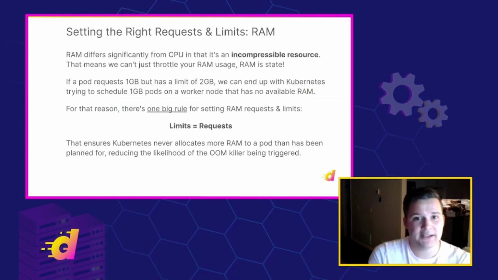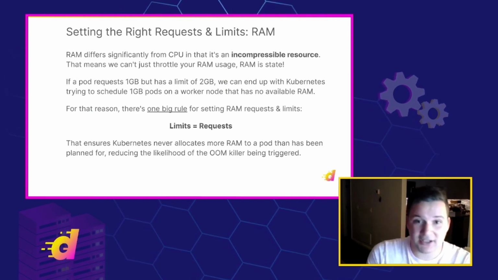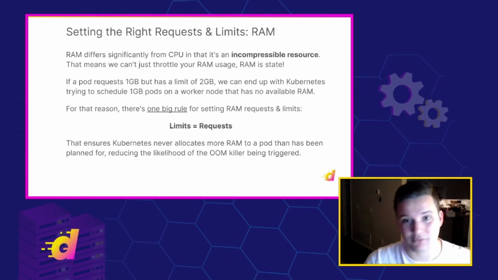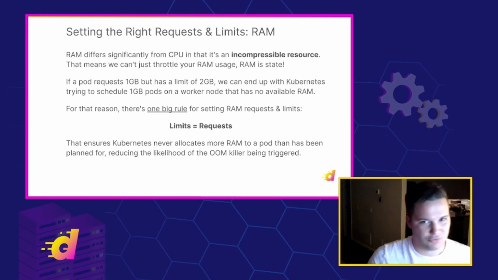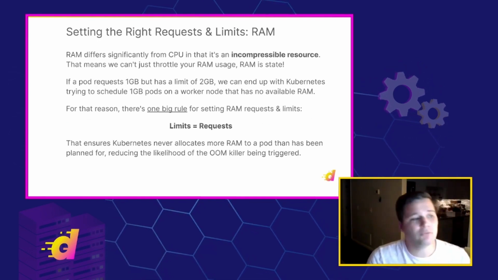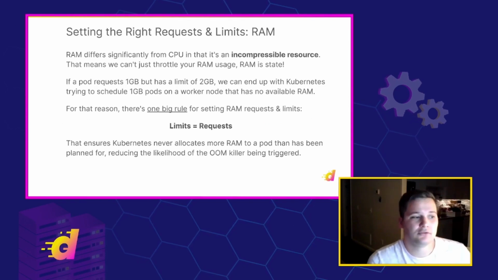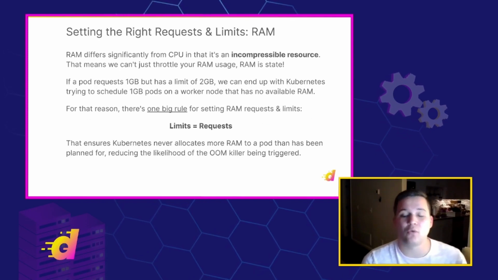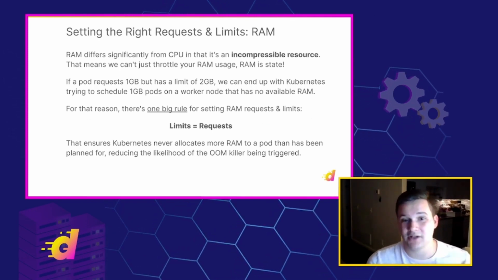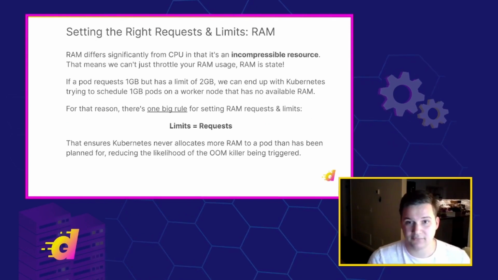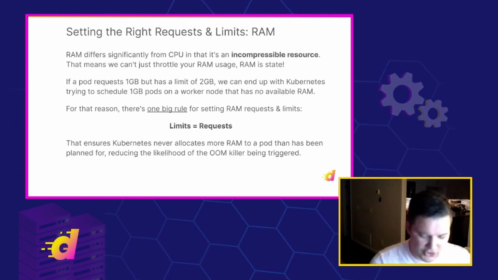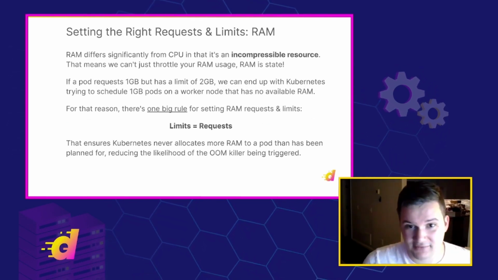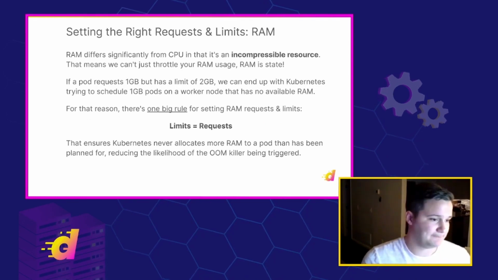Let's talk about RAM real quick. This one's pretty simple. RAM is an incompressible resource. When we talk about how many gigs of RAM are available, that's a solid number. We can't say, oh, we'll stretch that, without adding more physical RAM, or swap. So there is one big rule for setting RAM requests and limits: limits equal to requests. That's it. Pretty simple, right? We don't want Kubernetes to try to allocate more RAM to a pod than exists on that pod. So limits equal to request for RAM. For CPU, it's longer than your max execution time.